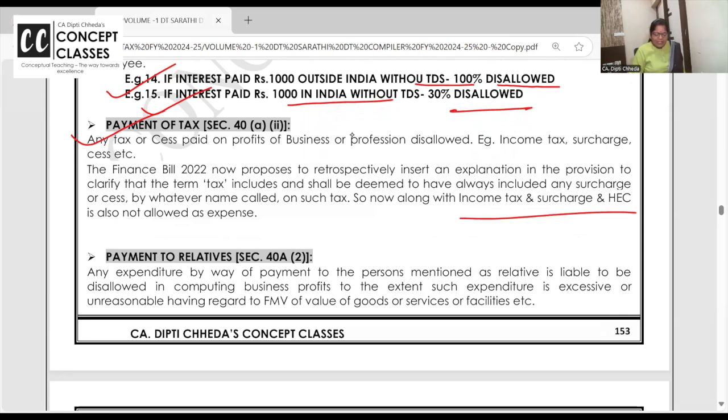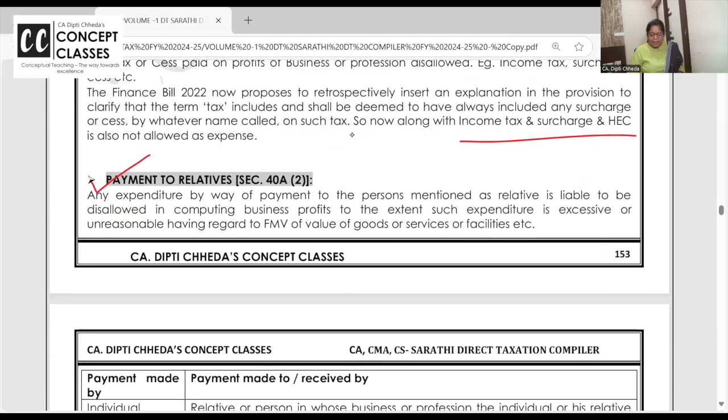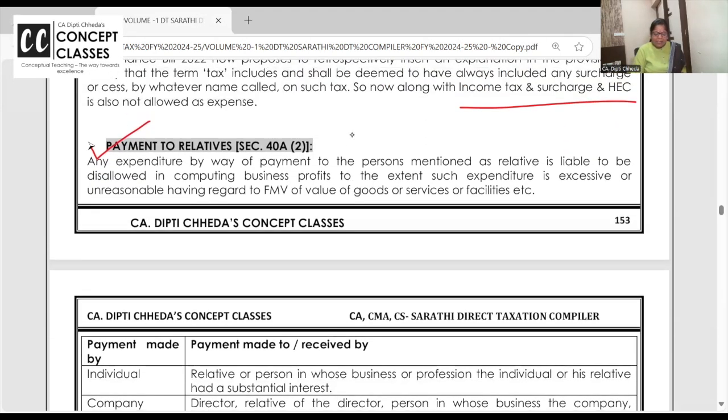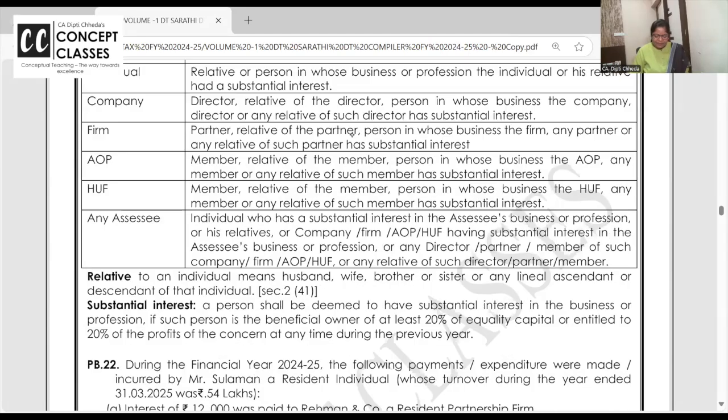Can you make payment to your relative? Say my son is working in our firm, so can we pay him salary, brokerage? Yes, it's allowed. But if it is unreasonable, it will be disallowed. Who will decide unreasonable? Department. Department will say salary paid to son 80,000 is allowed only 60,000. So 20,000 is the excess salary, not allowed.